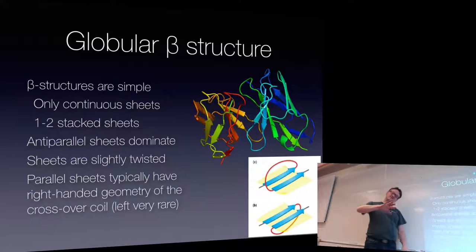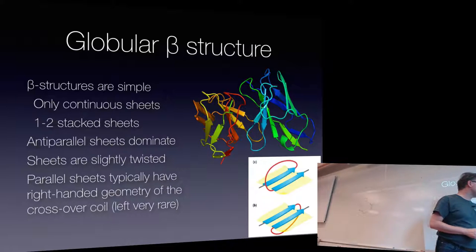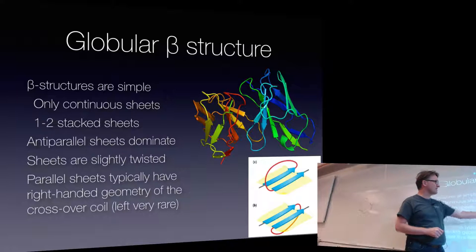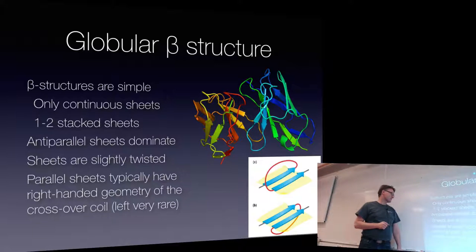Beta sheets, they were slightly twisted because they were not exactly 180 degrees. And that's also going to mean that there is a slight difference depending on whether you're moving to the right or to the left when you move from one sheet to another. So they typically have this right-handed geometry. And that might seem like a curiosity. But could you imagine ever using that if you know that one of them is much more common than the other?